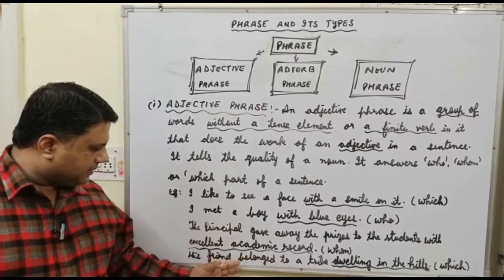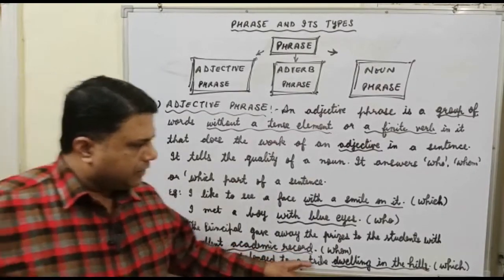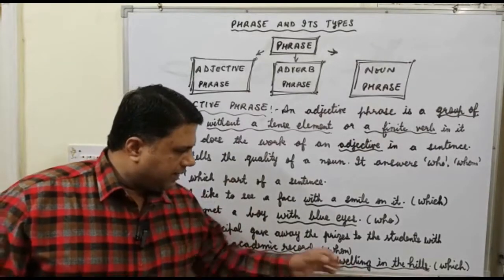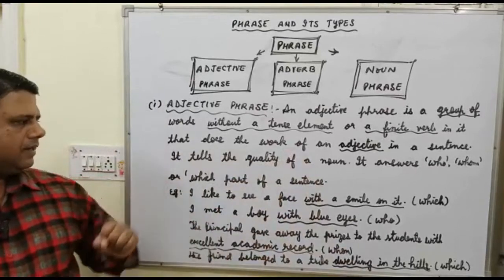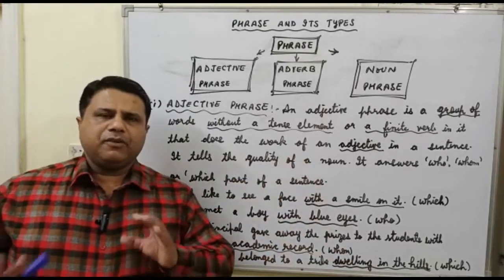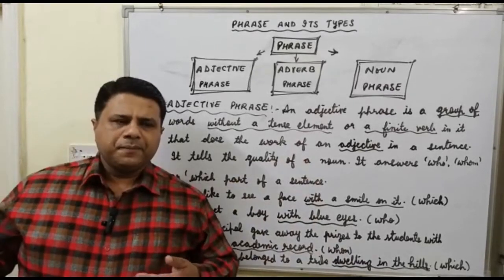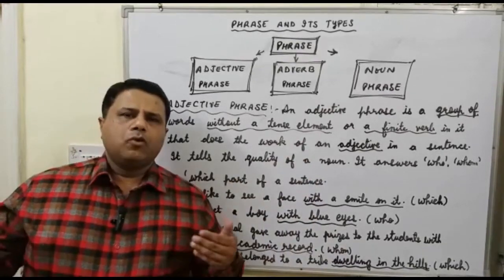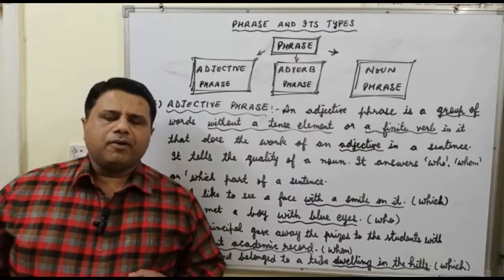Now the last example: his friend belonged to a tribe. Which tribe? Dwelling in the hills. Dwelling in the hills is an adjective phrase. So I hope the meaning of adjective phrase is clear to you. An adjective phrase gives us an answer of the who, whom, or which part of a sentence. So this is all about adjective phrase.